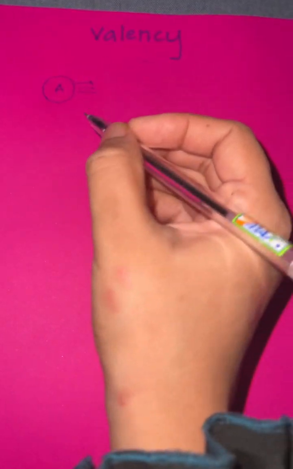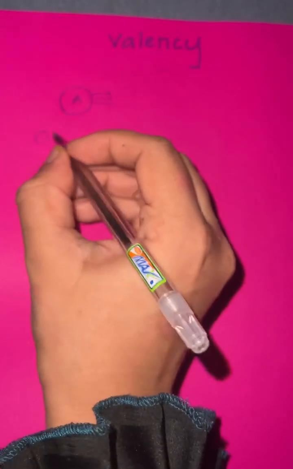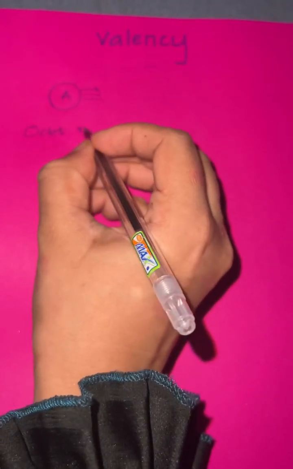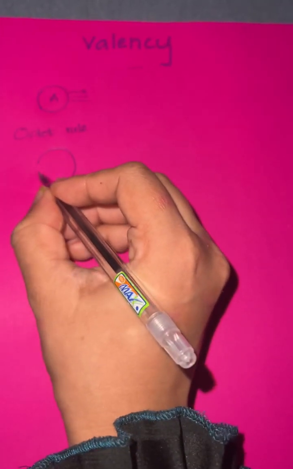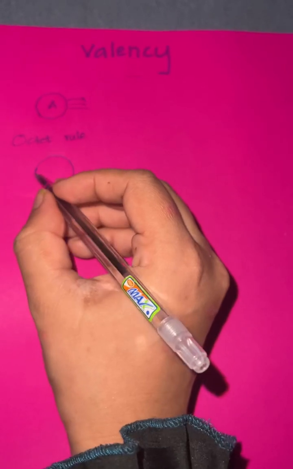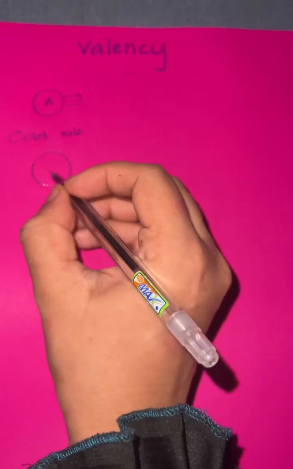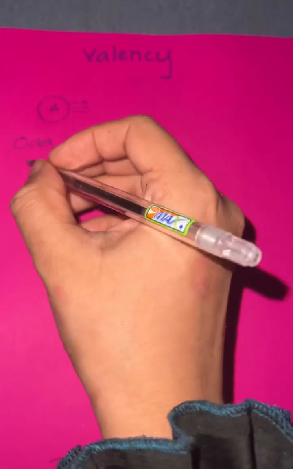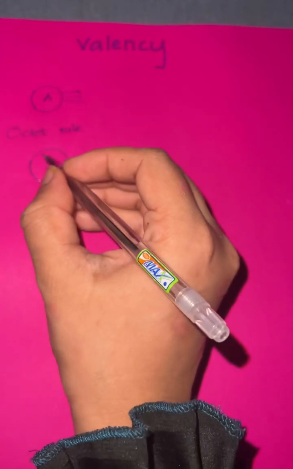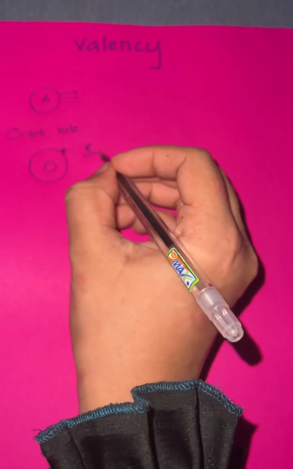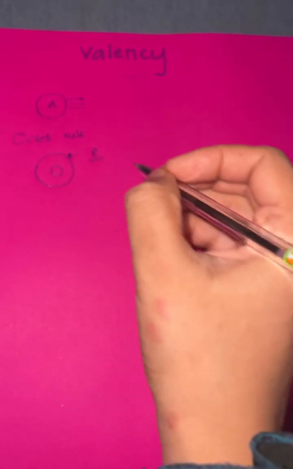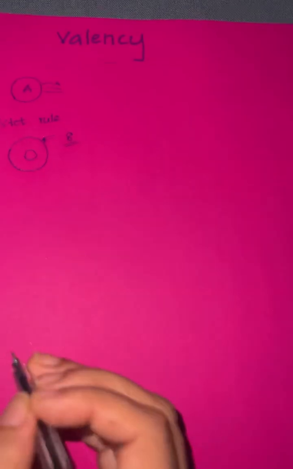So the first thing we're going to consider is the octet rule. What is that? Electrons are arranged in orbits around the nucleus. The outermost shell contains electrons and they usually need to fill up to 8 to become stable, and that is the octet rule.